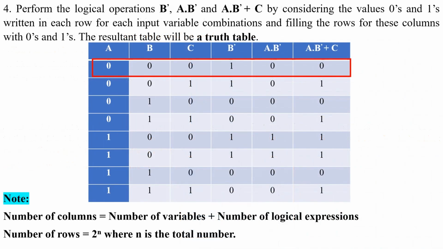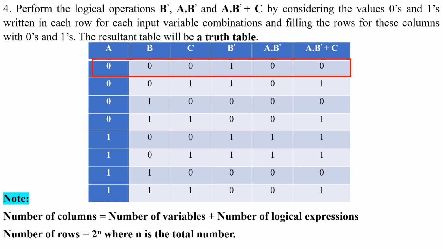Step 4. Perform the logical operations B complement, A dot B complement, and A dot B complement plus C, by considering the values zeros and ones written in each row for each input variable combination and filling the rows for these columns with zeros and ones. For example, take the first row, which I have marked with red color.